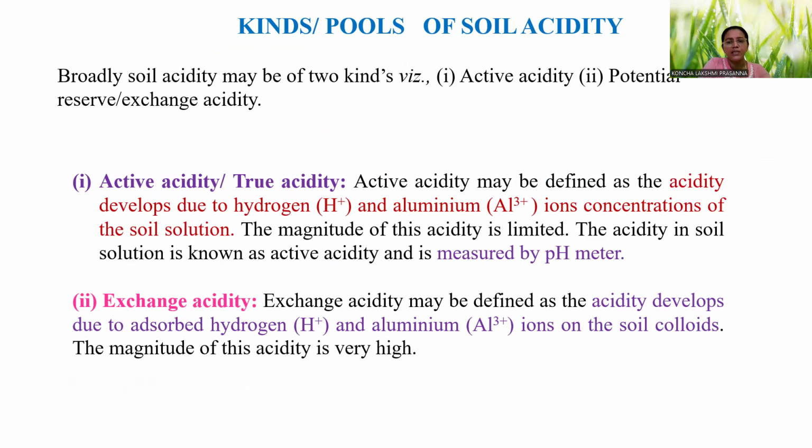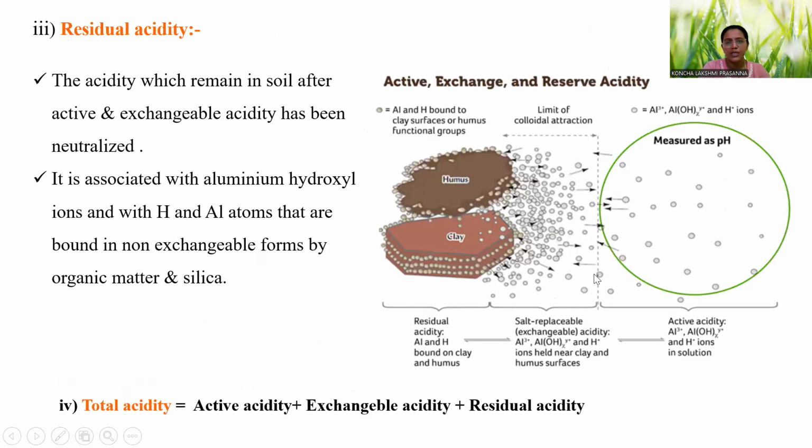Active acidity is also known as the true acidity. It is the acidity which is formed during the development of H plus and aluminum ions in the soil solution. I'll show you the diagram so you can understand in a better manner. This is known as the active acidity, salt replaceable acidity, also known as exchangeable acidity, and residual acidity.